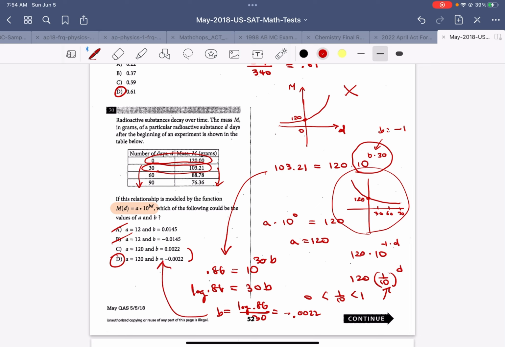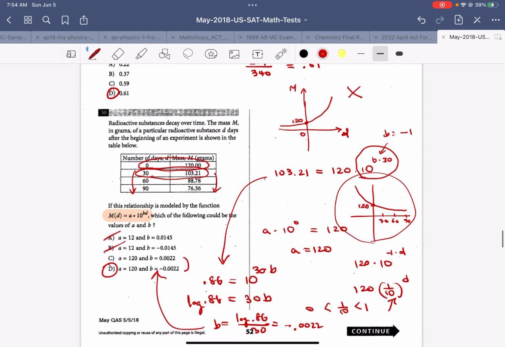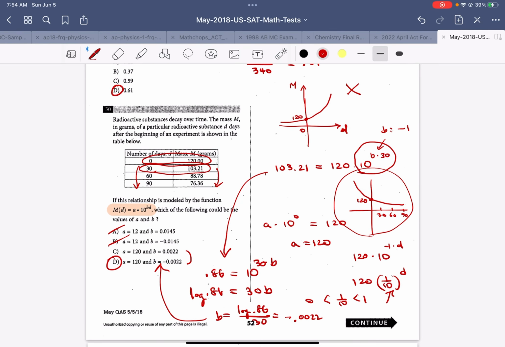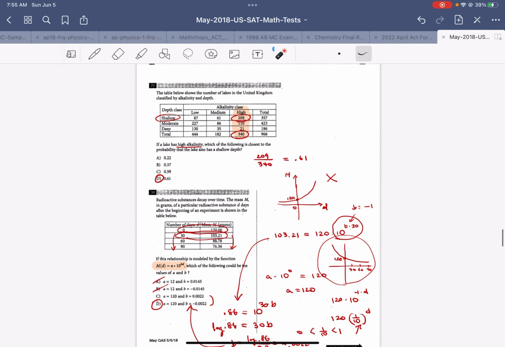But the reason I explained the other way using the graph is that as long as you know b is negative, you can just choose D and move on. Okay? As long as your exponent is negative, then the base of the exponential function is between 0 and 1, so this one keeps on going down, which is equivalent to this data.